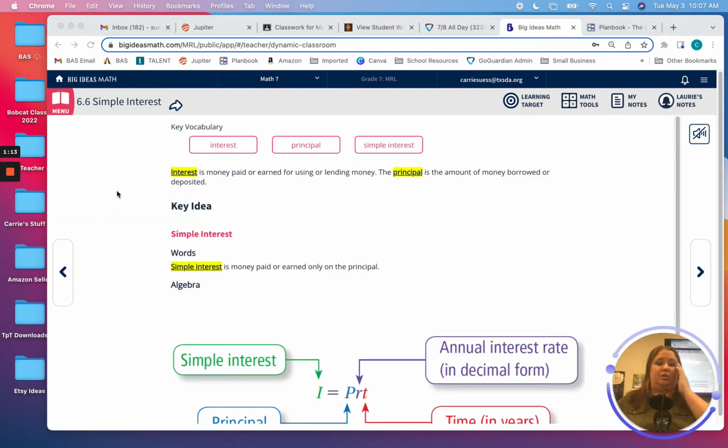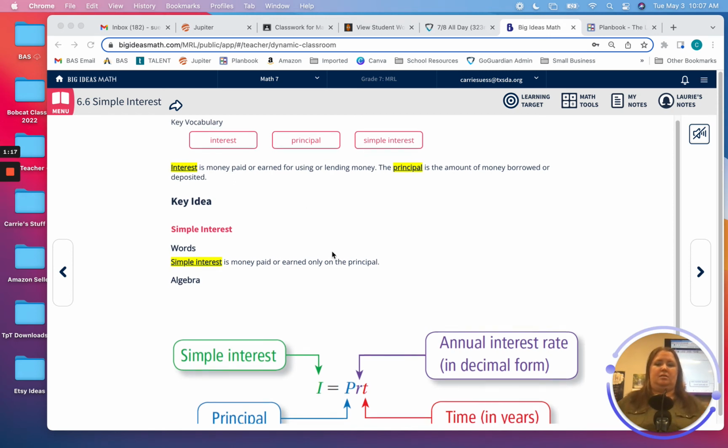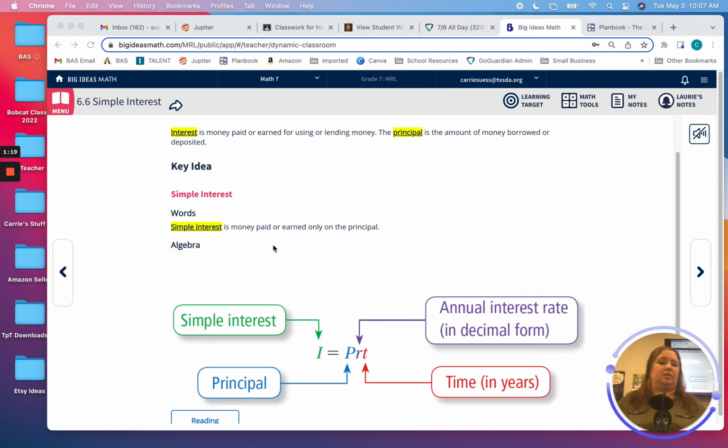All right, so you should be writing your vocab, 3 vocab words. We're talking about simple interest. This is real life, actual formulas you will actually use in your lifetime. This is how you make sure you're making money, or how you make sure you're not spending too much money on your car loan to buy a car.